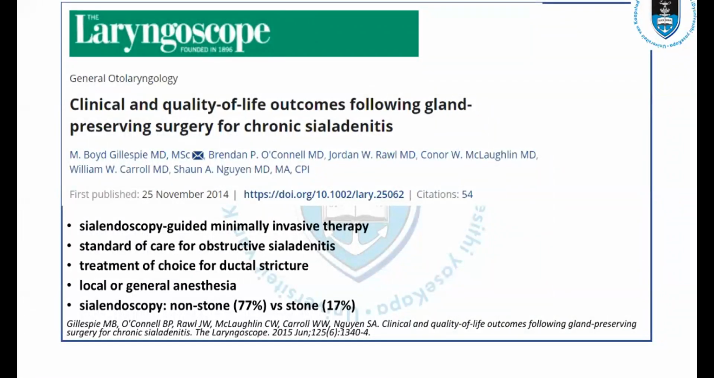It can be completed under local or general anesthesia, and in comparison to salivary stones, salivary strictures are often more amenable to endoscopic treatment. And this was demonstrated by a study by Gillespie et al. They did a large retrospective series involving 306 patients, where they found that significantly more non-stone obstructions could be treated with endoscopic approaches alone compared with stones, 77% versus 17%.